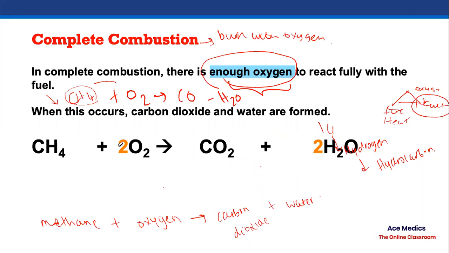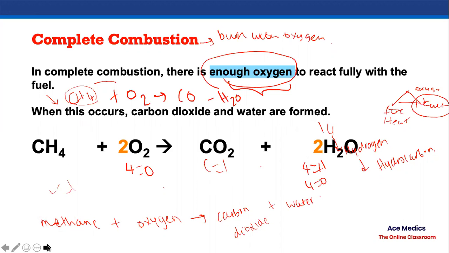So we have put 2 on the O2, meaning we have 4 oxygen, and we have put 2 in front of the H2O, meaning we have 4 hydrogen and 4 oxygen. And carbon is 1 here as well. Okay, excellent.